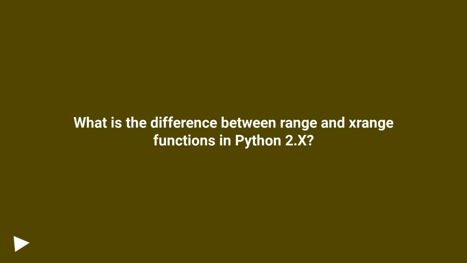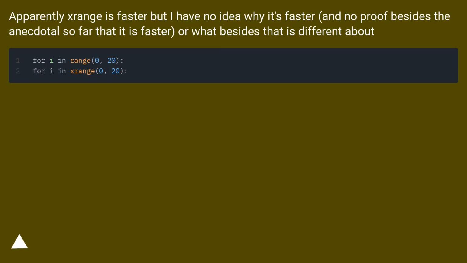What is the difference between range and xrange functions in Python 2.x? Apparently xrange is faster, but I have no idea why it's faster, and no proof besides the anecdotal so far that it is faster, or what besides that is different about it.